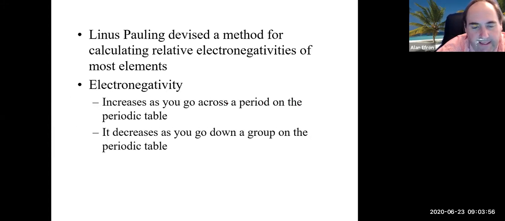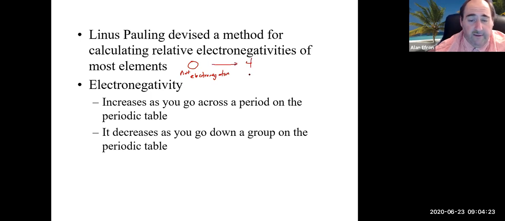A guy by the name of Pauling came up with a method, a way of assigning electronegativity values to elements. The Pauling scale goes from 0 to 4, 0 being not very electronegative, while 4 is the most electronegative. And you can use the values for each of the elements to determine whether you would expect the bond to be ionic, polar, or nonpolar.